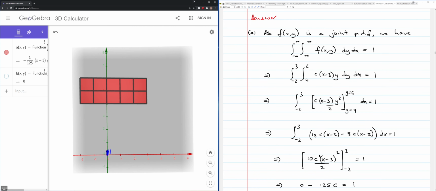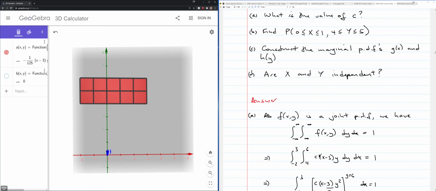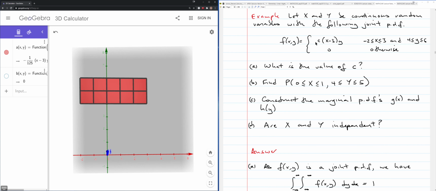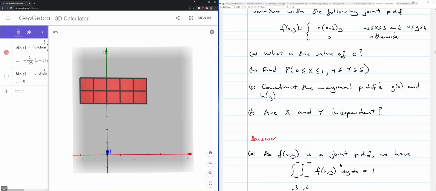Okay, so if you try to figure out what the value of c is, for this problem, what you're doing is using the condition for a joint PDF. This condition means that if you integrate the joint PDF over the entire xy plane, you're supposed to get 1, right? And this is your joint PDF over here. It's defined for the entire xy plane, except it's only non-zero on this rectangle over here, right?